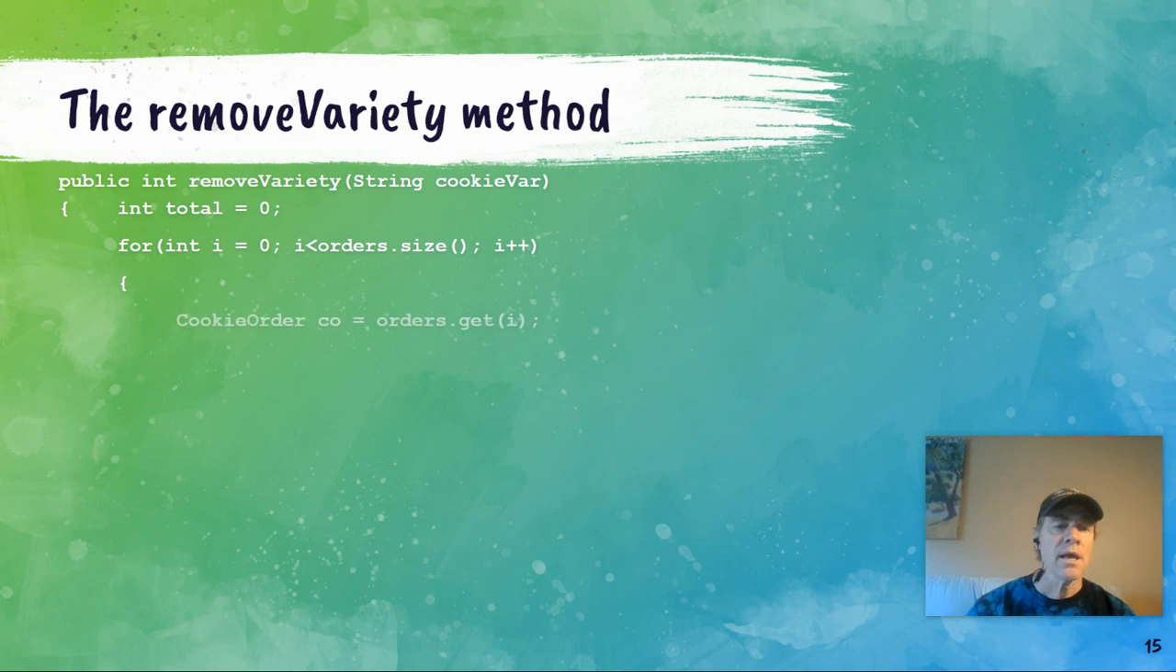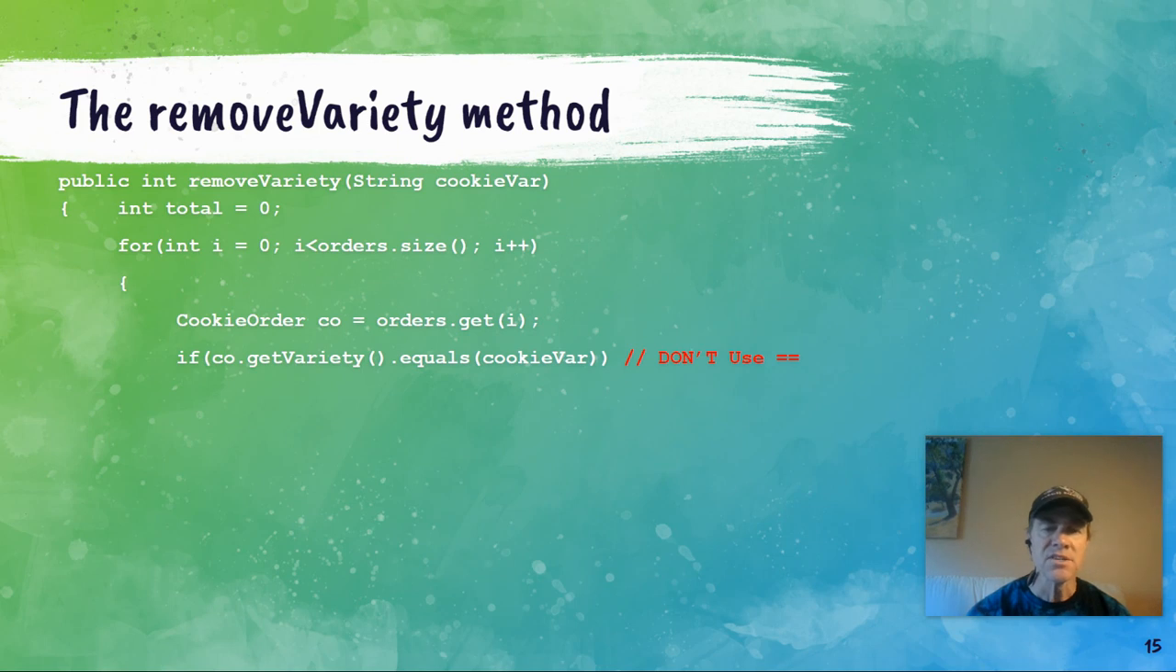And in this case, if I'm removing all of the oatmeal raisin cookies, I want to test to see, is the get variety equal to the parameter? Notice that I've got to call the dot equals method in order to do that. That's because strings are objects, and we can't use the double equal sign to test for equality of objects. That's testing memory location and not the actual letters that are in that particular string.